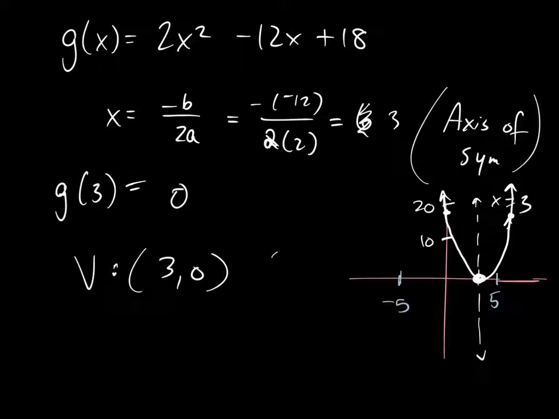I know it's a double root because the factor x minus 3 would show up twice, indicating a double root. What do I call that? A point of what? Good. Tangent point or point of tangency.